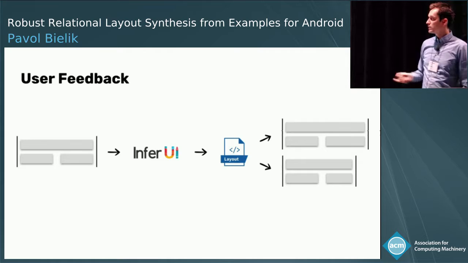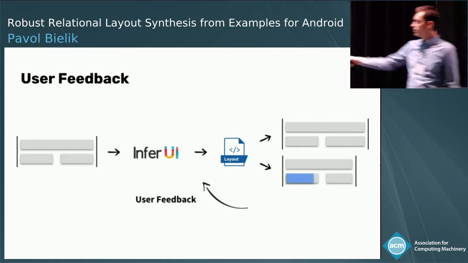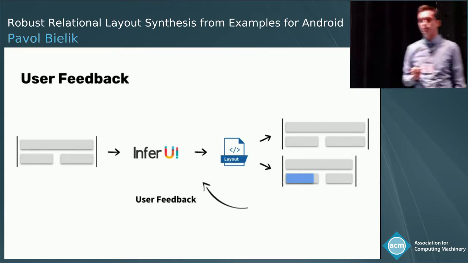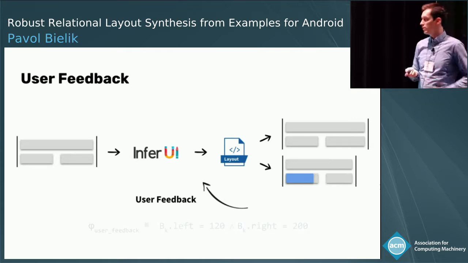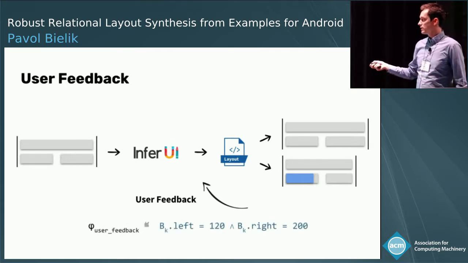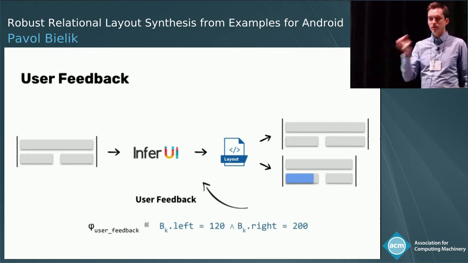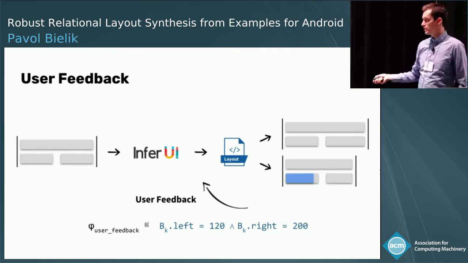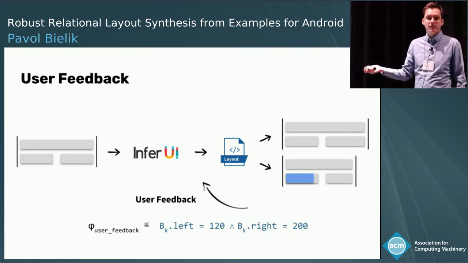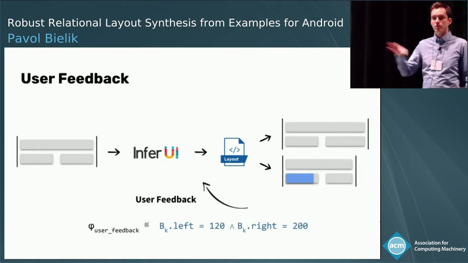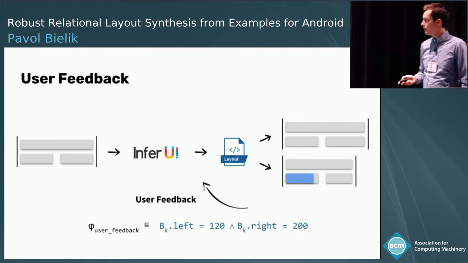What about the feedback? If we synthesize a layout, maybe this view was not supposed to be like this, but it was supposed to be a bit shorter. So how can a user tell the system that this was a mistake? It turns out that in our formulation, this is really trivial. If the user just gives us this view as additional input specification, we can just extend the formula with the position of this new view, and nothing else changes, really. We can use all the machinery we described so far.